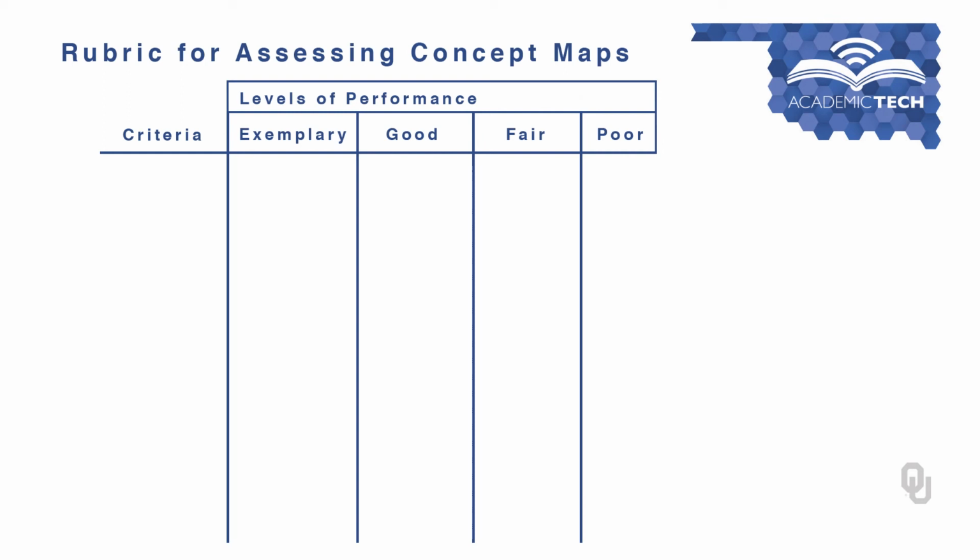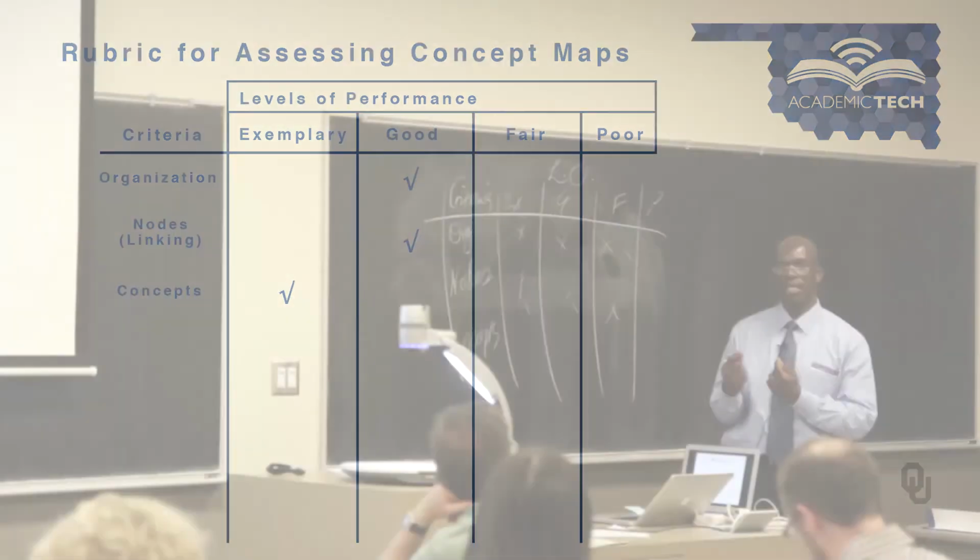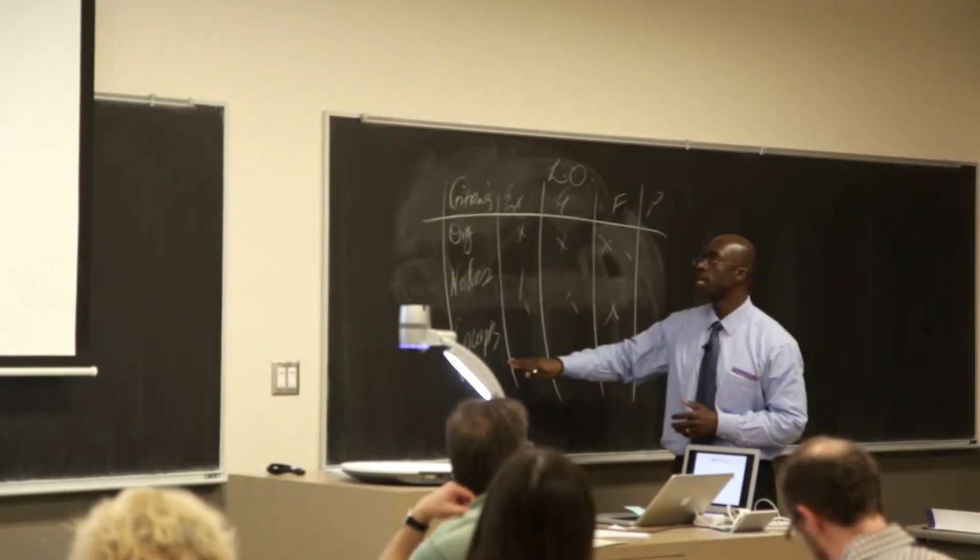And then here you might have things that have to do with maybe organization. You may have things like nodes, and you can have concepts. And then over here, you're trying to explain what an excellent or exemplary concept map is going to look like relative to how the contents are organized. Whether the nodes are organized, whether the nodes make sense, the links make sense. Are the concepts really related? Are they shown in a way that they're related?